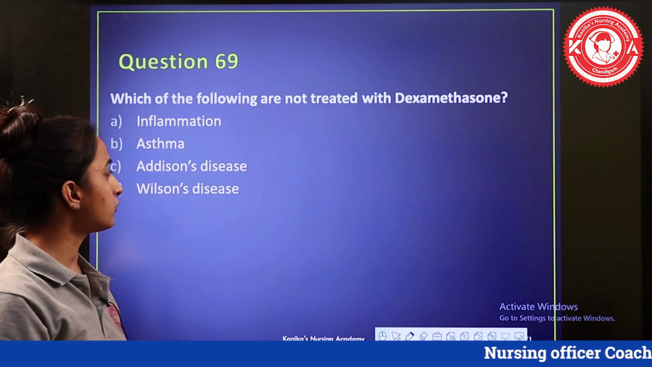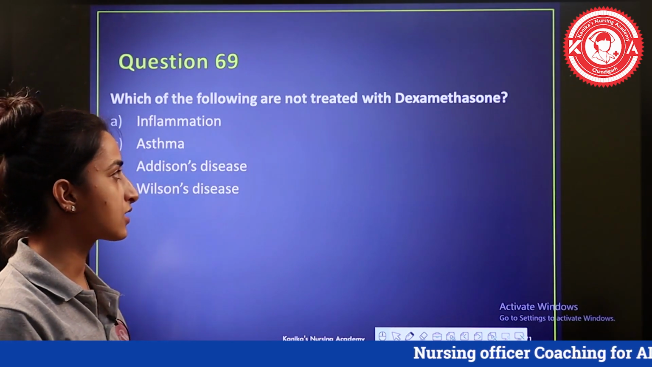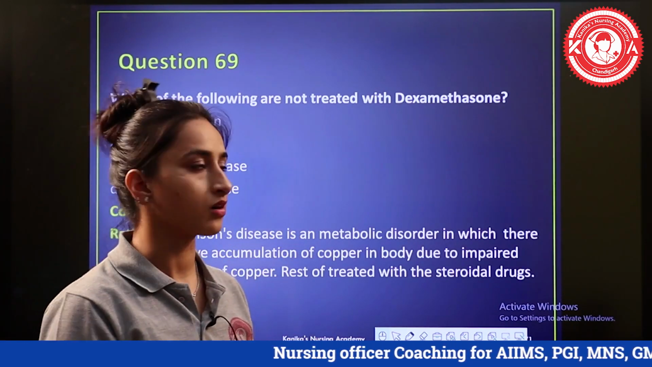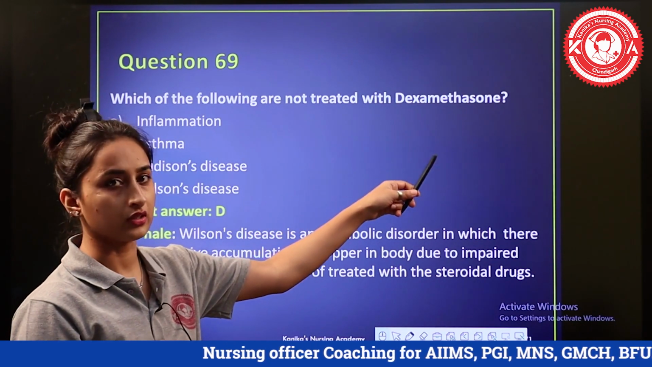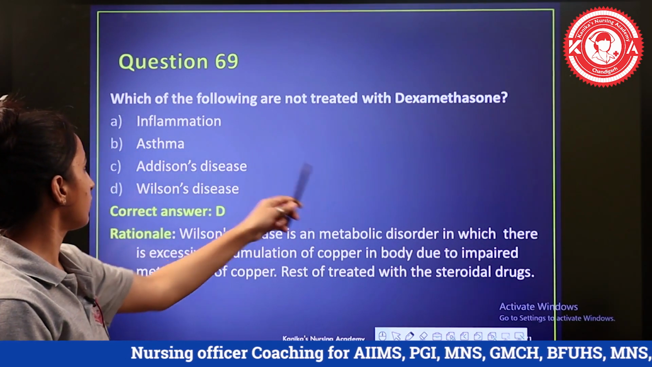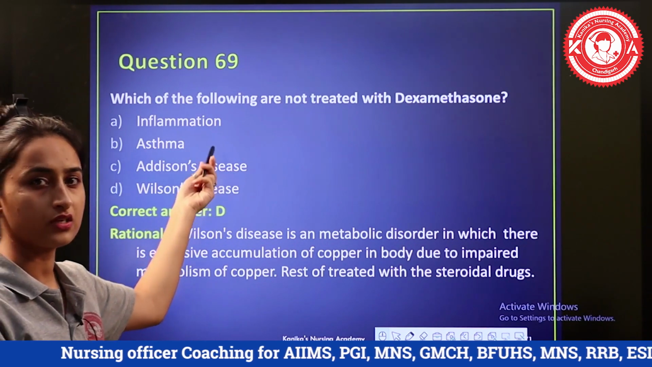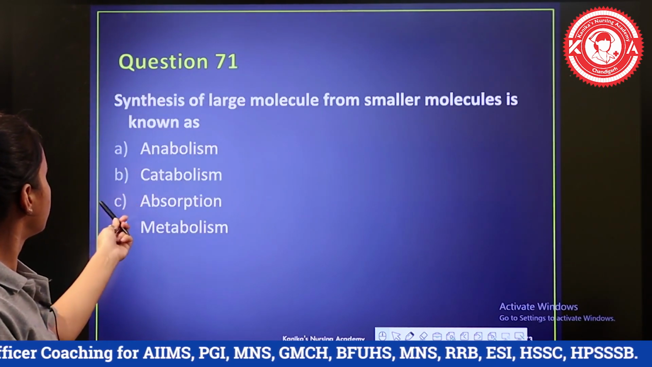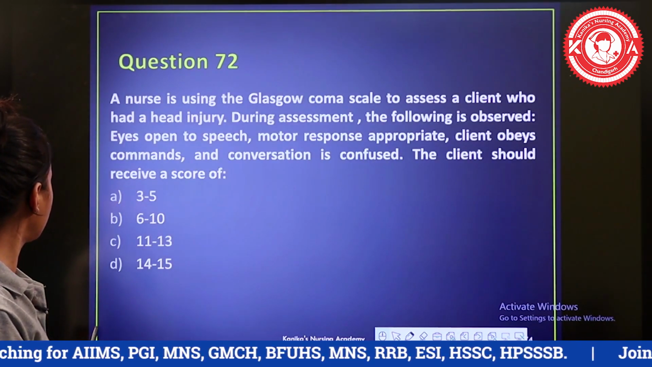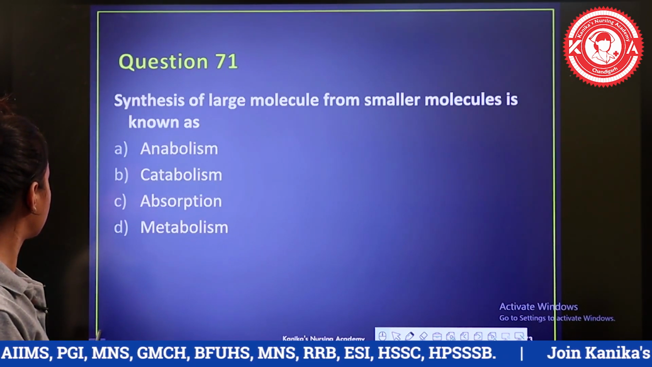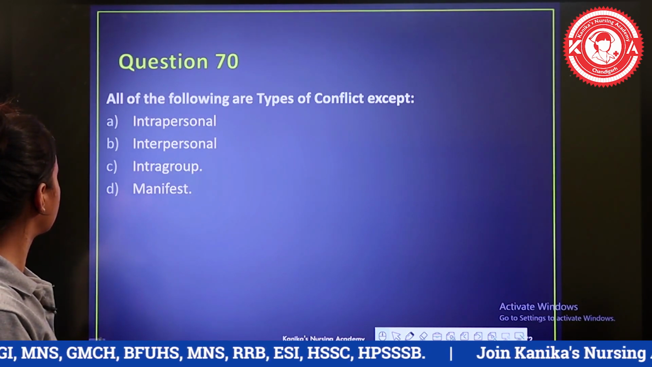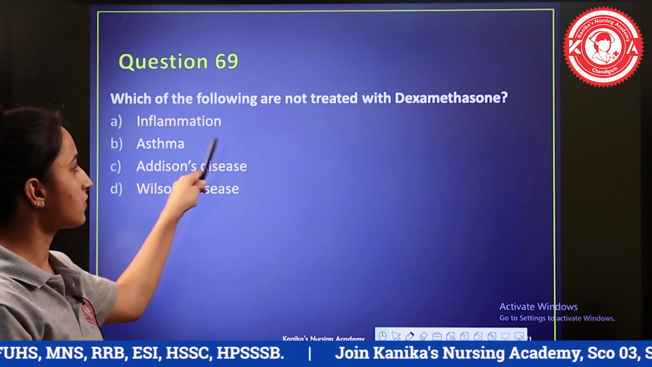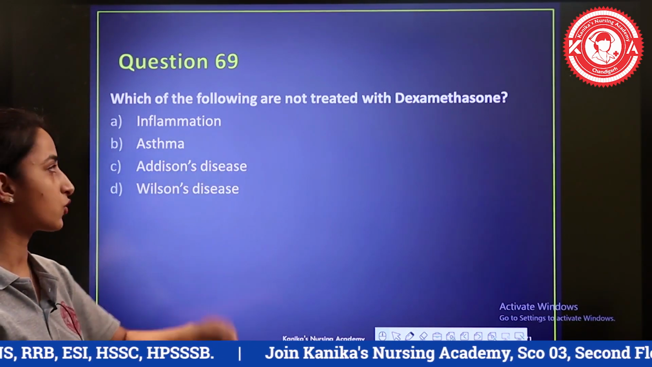Next question is, which of the following are not treated with dexamethasone? As we know, dexamethasone is a steroidal drug. So here the question is what is not treated with a steroidal drug. First is inflammation. Obviously inflammation is treated with the steroidal drug, right? Inflammation is treated with dexamethasone, that is the steroidal drug.